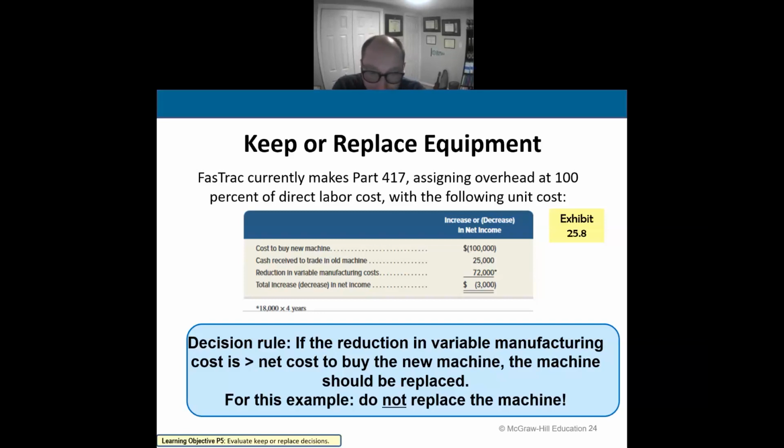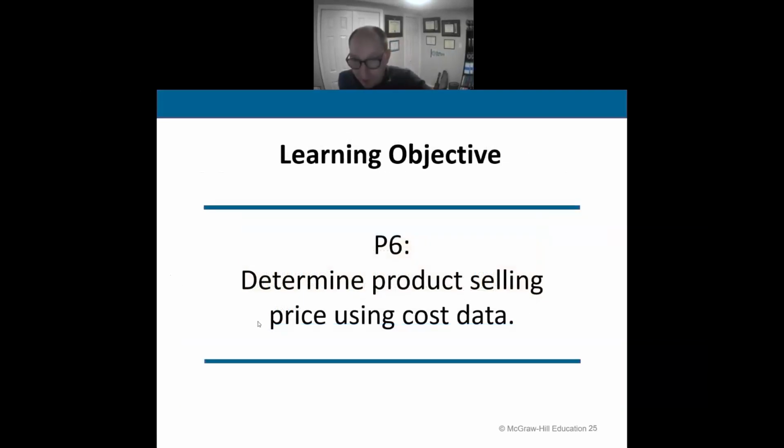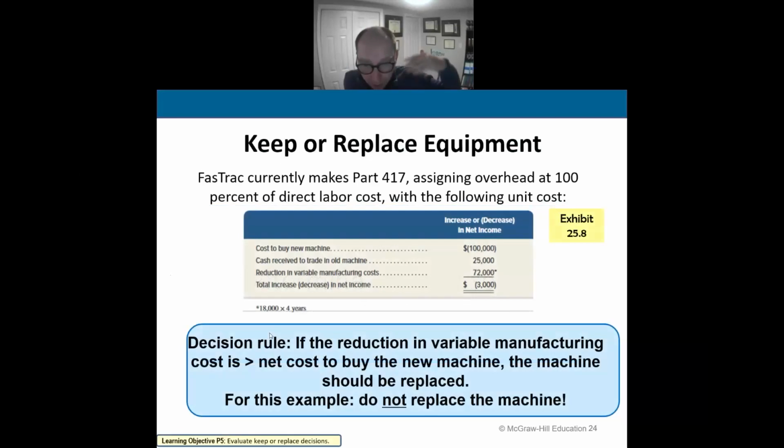So sometimes you got to take the hit up front. It's like, I might lose $3,000 this year. Yeah. You can make it up next year. So that, as we talked about, your book's going to say, if there's a decrease in income, don't replace it.